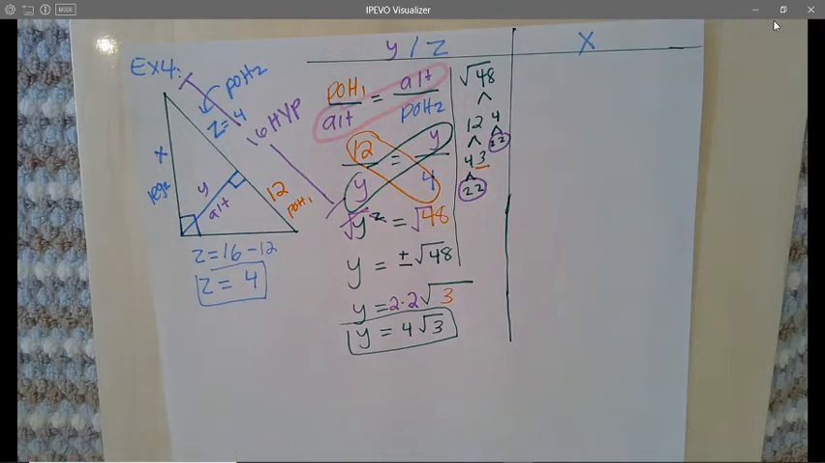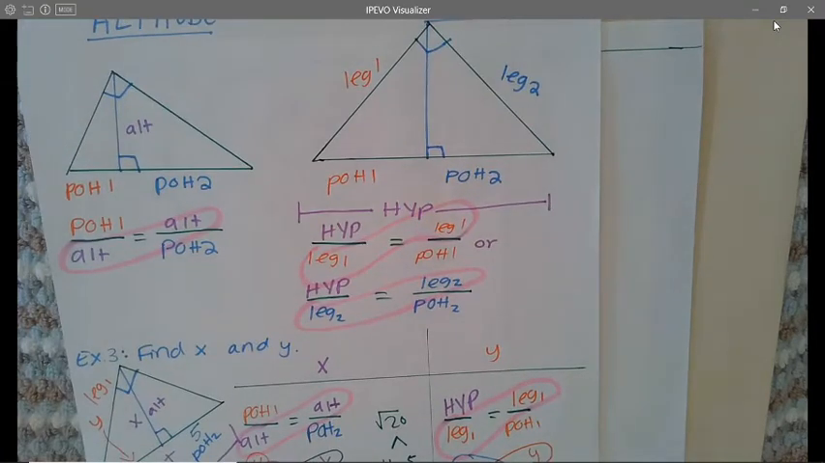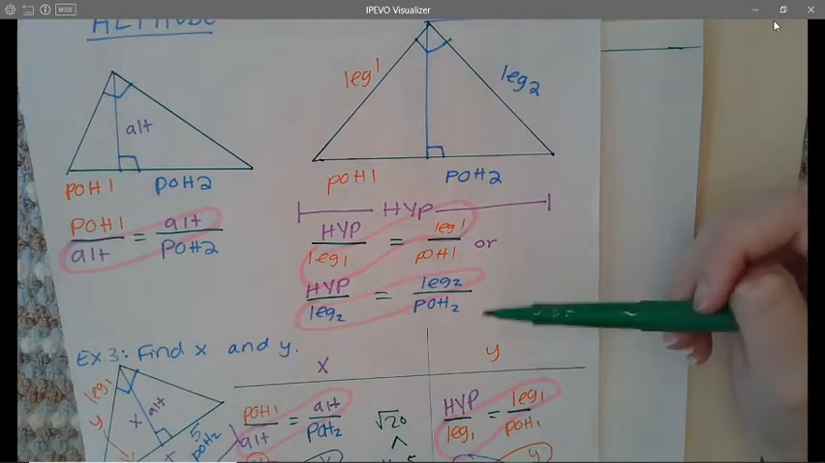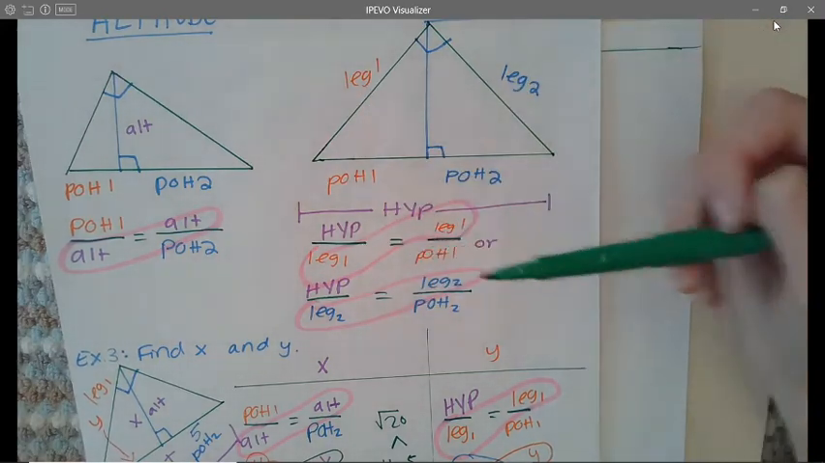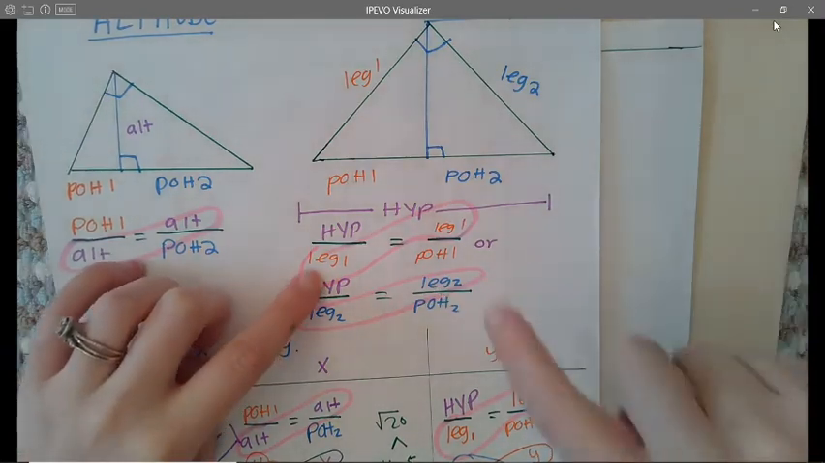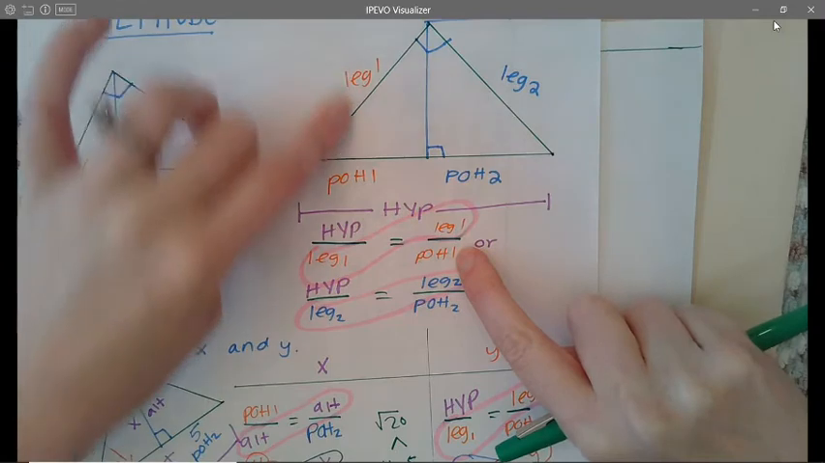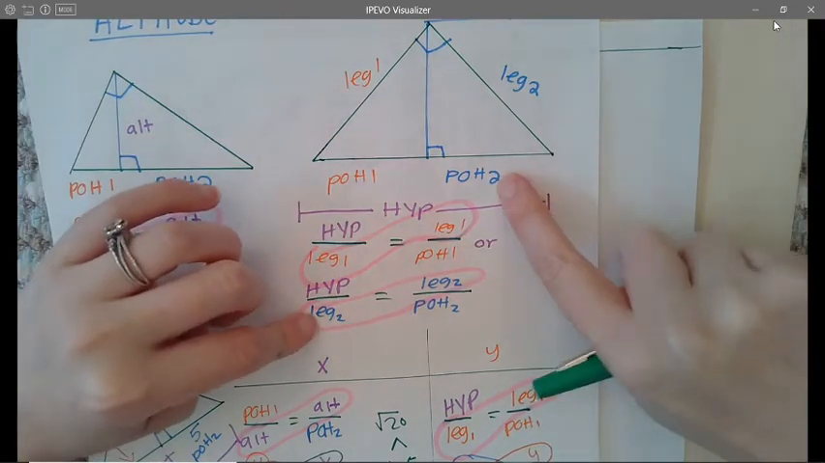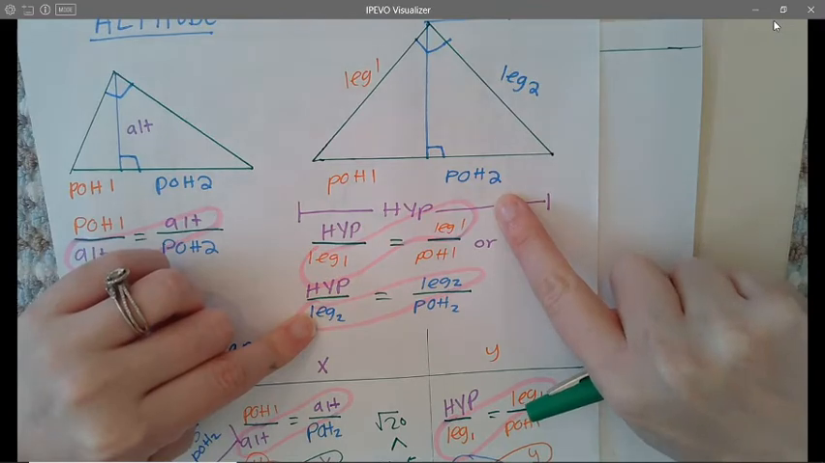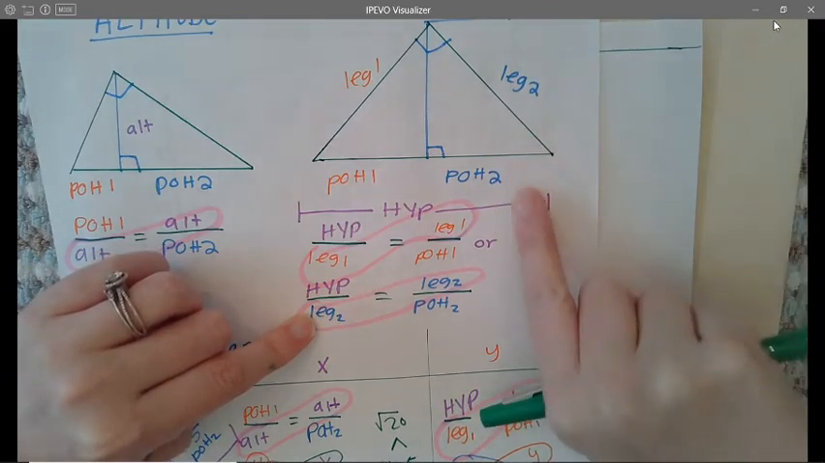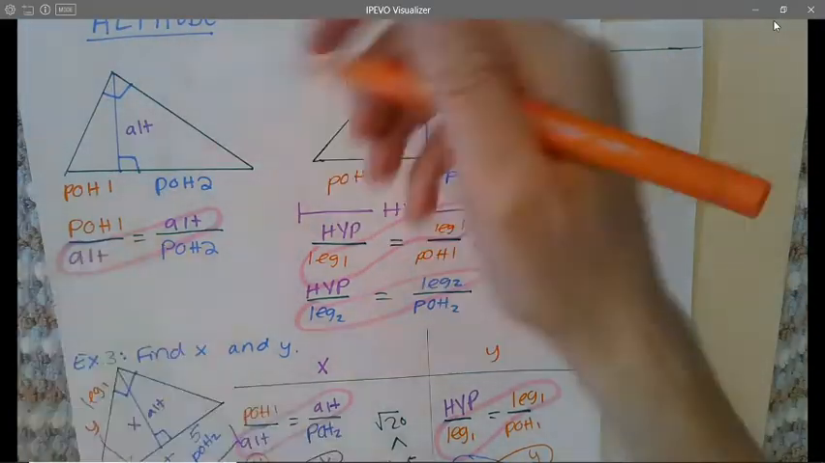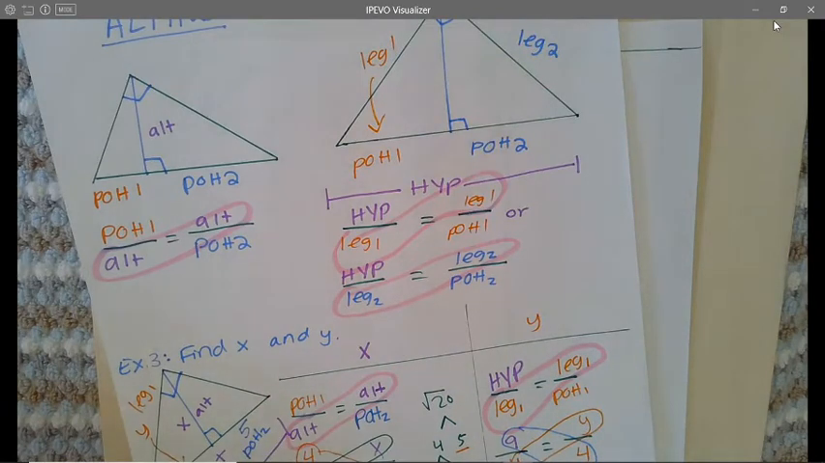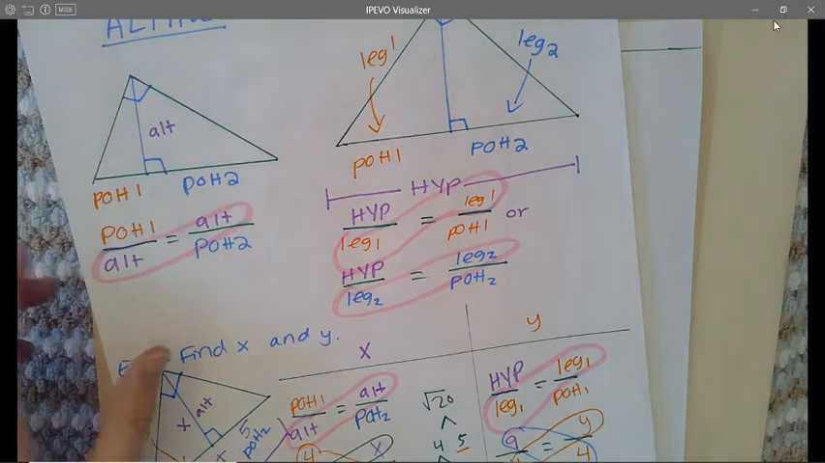So when you are given a leg, or you're trying to find the leg, that's when you use this formula, which, remember, deals with which leg is closest to which hypotenuse piece. They are the same formulas, just leg 1 goes with POH1, the part of the hypotenuse closest to it, and leg 2 goes with POH2, which is the hypotenuse piece that is closest to that leg. So the leg always goes with the piece of the hypotenuse that is closest to it. Leg 1 goes with POH1. Leg 2 goes with POH2.